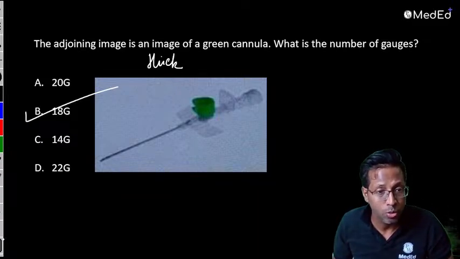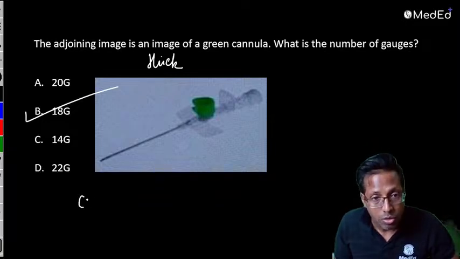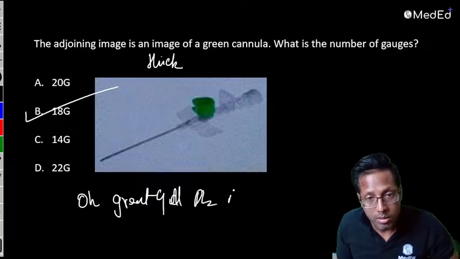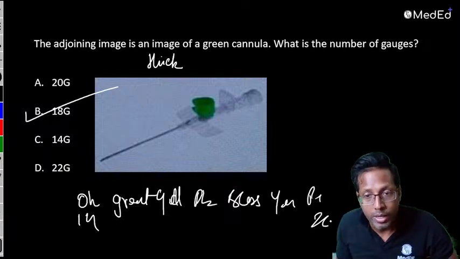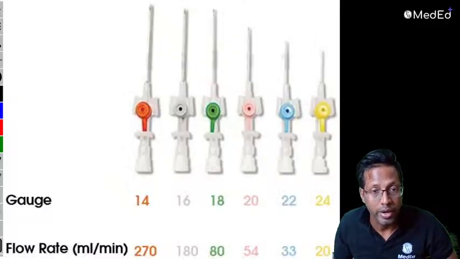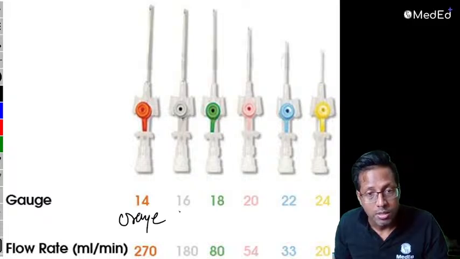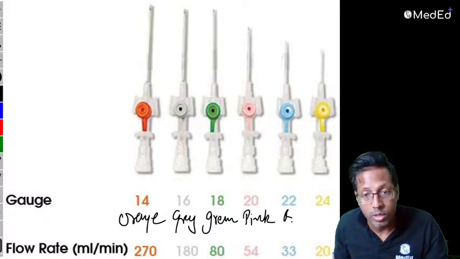But it is a very famous mnemonic which you can use for the cannula colors, right? That is, O great God, please bless your pupils. Okay, this gives you all the colors from 14 to 26. If you remember this, you know all the colors, each of them, right? So you will see that the 14 is orange, 16 is gray, 18 is green color. The 20 gauge is pink, 22 is blue, 24 is yellow, correct?